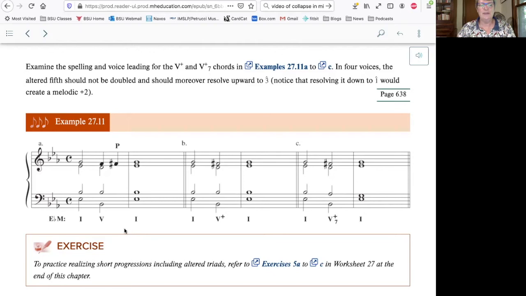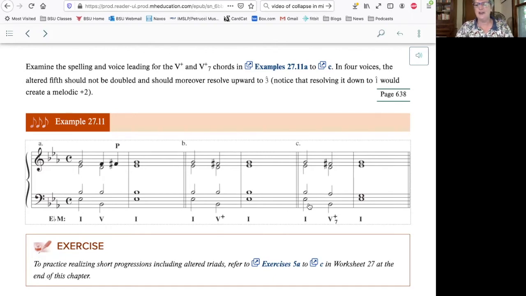Example 27.11 simply gives us more examples of the 5 augmented triad and the 5 augmented triad with an added seventh. But these are in a different key, and I think they show us some important things. First of all, here we are in the key of E flat major, and in the 5 chord, the augmented fifth is shown as originating from a passing tone motion. We have chromatic passing motion from F to F sharp to G. And then in the next example, we see what would happen if we simply rolled that chromatic passing tone into the chord and went ahead and made it a B flat augmented triad.